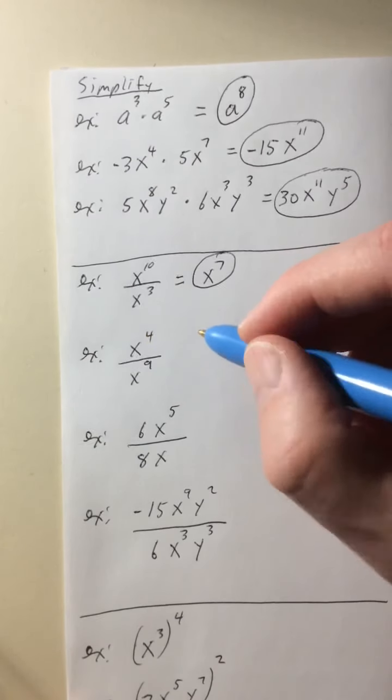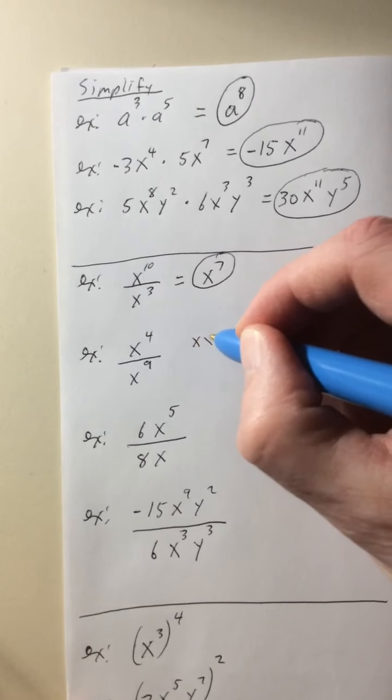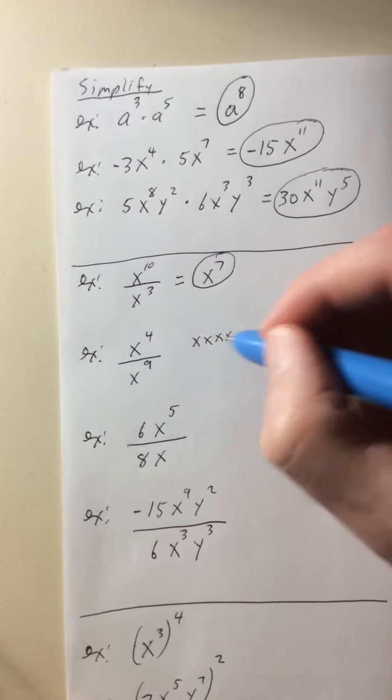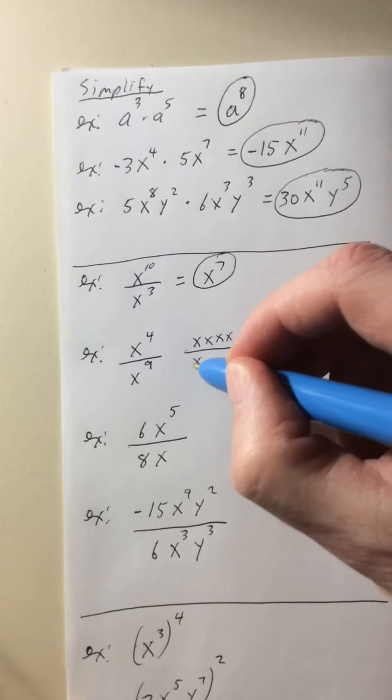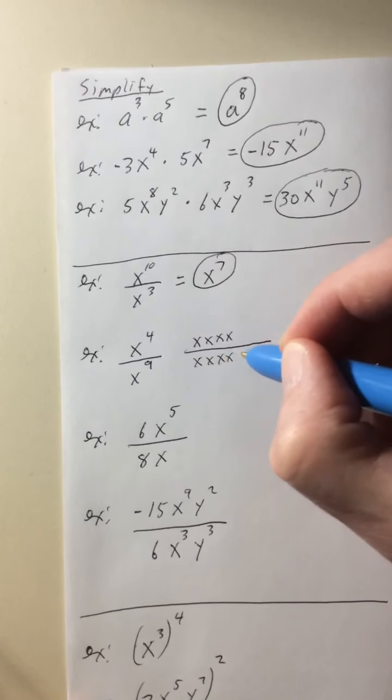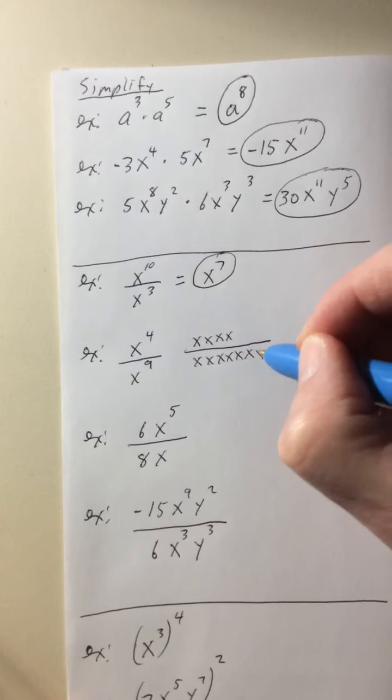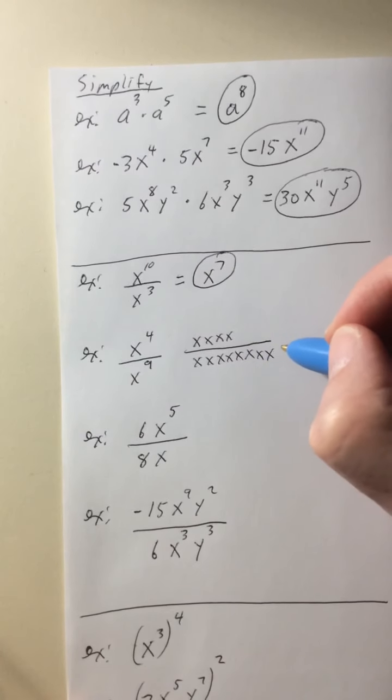So x to the fourth just means x times x times x times x. That's what it means, 4 x's. And x to the ninth just means x times x times x, a whole bunch of times until we get to 9. One more.